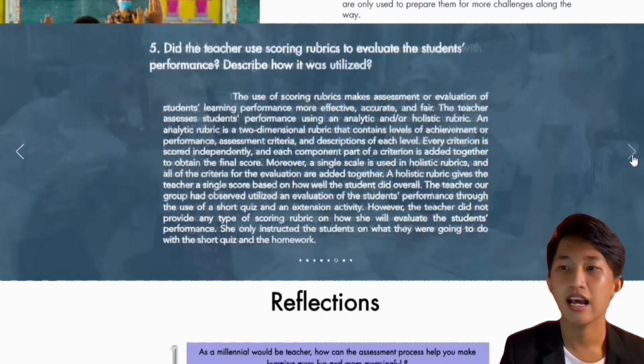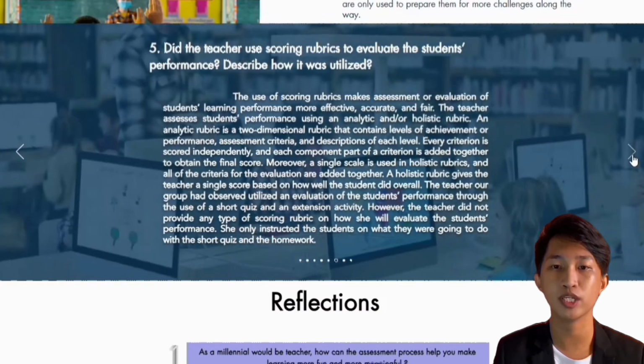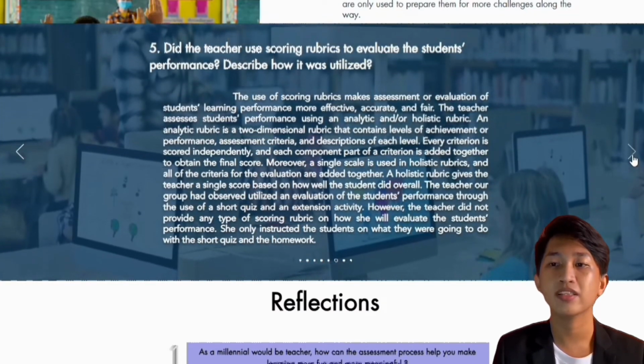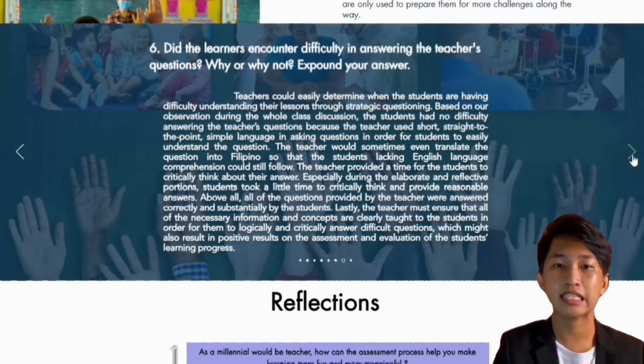Question number 5. The teacher our group had observed utilized an evaluation of the students' performance with a short quiz and an extension activity. However, the teacher did not provide any type of scoring rubric. Question number 6. In our observation, the students had no difficulty answering the teacher's questions because the teacher used short, straight to the point, simple language in asking questions for the students to easily understand.